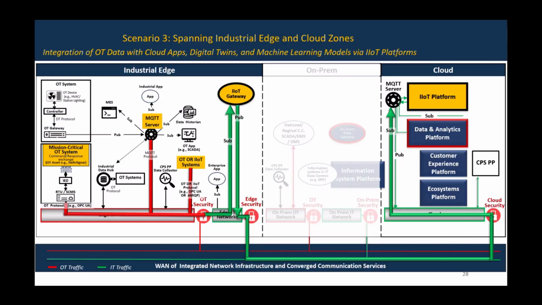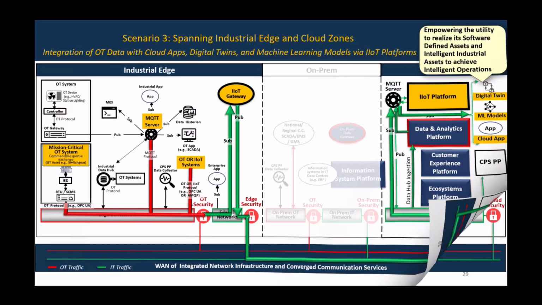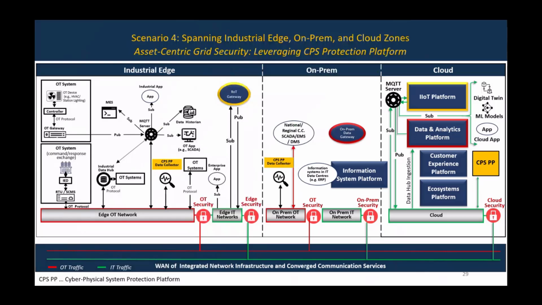And here, this is how the data is actually flowing between the OT and the message queue telemetry transport broker, all the way through the industrial Internet of Things gateway until it reaches the industrial Internet of Things platform, and is combined with the data coming from the industrial data hub, and finally consumed by the digital twin and the machine learning model, as well as other cloud applications, enabling the utility to realize its software-defined assets and intelligent industrial assets to achieve intelligent operations.